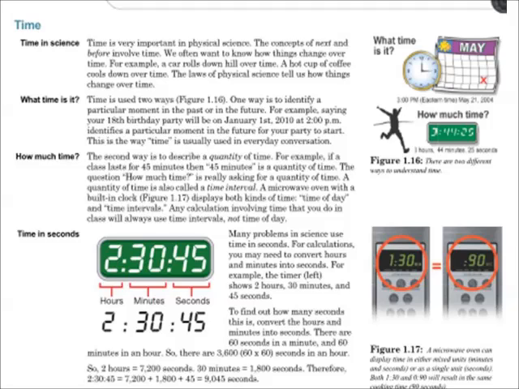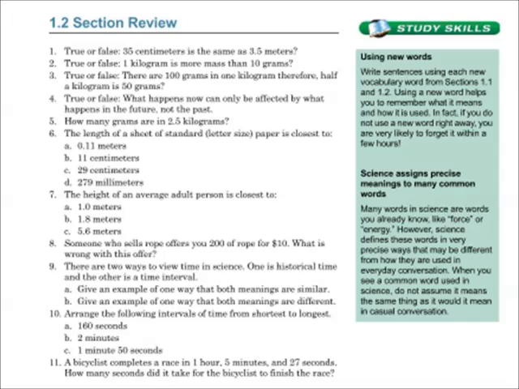So 2 hours is equal to 7,200 seconds. 30 minutes is equal to 1,800 seconds. Therefore, 2 hours, 30 minutes, and 45 seconds equals 9,045 seconds. Pause here and answer these questions.